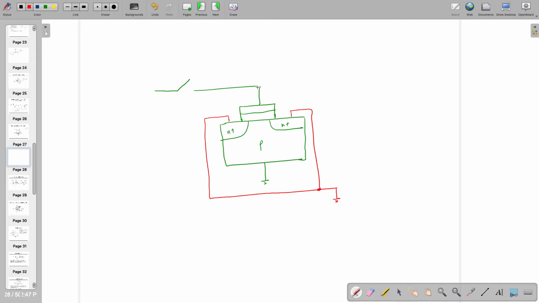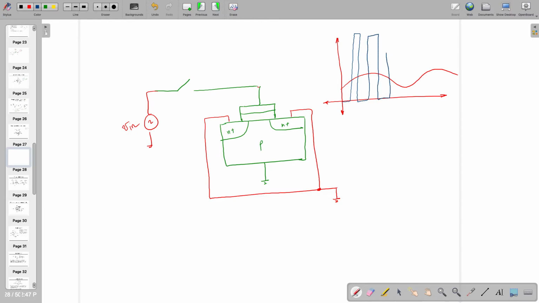Okay, so if there is a V in, which looks like this one, and there is a clock which is going on at the back. Yes, Nishant, are you following me? Okay.